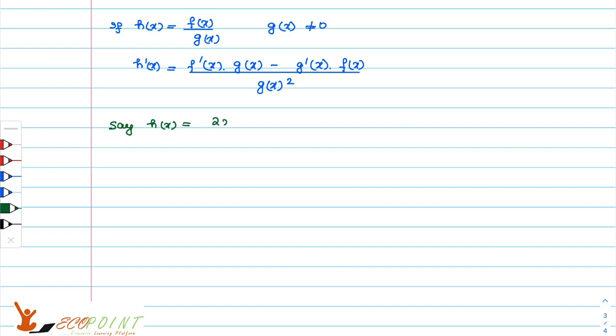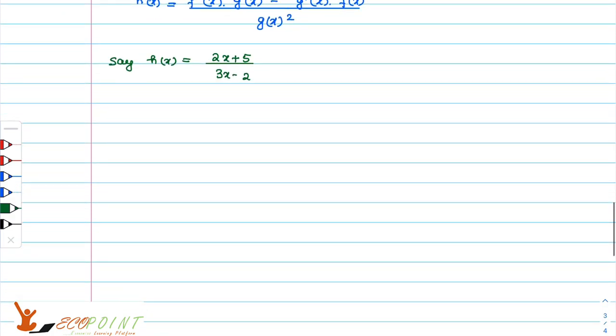Say h(x) equals (2x plus 5) upon (3x minus 2). So h dash x is derivative of numerator. Derivative of 2x plus 5 with respect to x is 2, into denominator as it is, minus derivative of denominator. Derivative of 3x minus 2 with respect to x is 3, into numerator as it is.